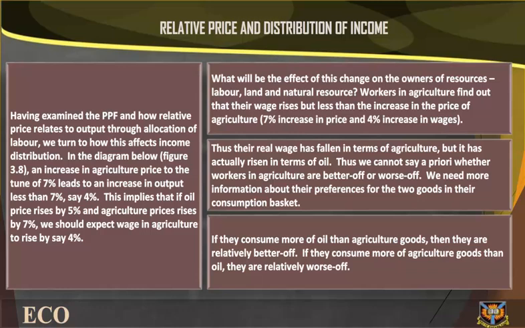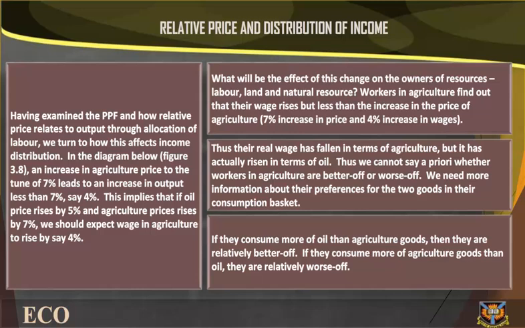Say 4%, this implies that if oil price rises by 5% and agriculture prices rise by 7%, we should expect wage in agriculture to rise by say 4%. What will be the effect of this change on the owners of resources, labor, land, and natural resources? Workers in agriculture find out that their wage rises but less than the increase in the price of agriculture, 7% increase in price and 4% increase in wages.